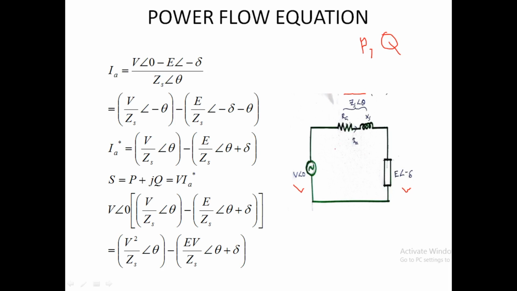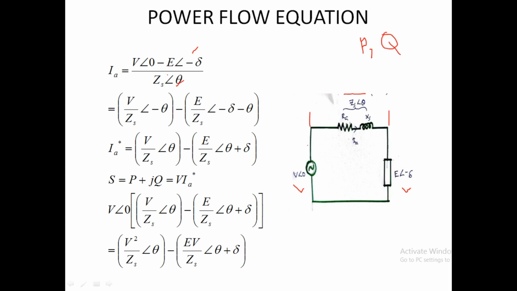Now Ia is the current flowing from source to load. The source is voltage, because we are giving a voltage and we are getting an EMF across the output. So this is the basic diagram with which we can represent a synchronous motor. How will we get the current here? Current flows from this side to this side. This side voltage is V angle 0. So it is the difference of voltages divided by the total impedance: V angle 0 minus E angle minus delta, by Zs angle theta. This is in polar form.